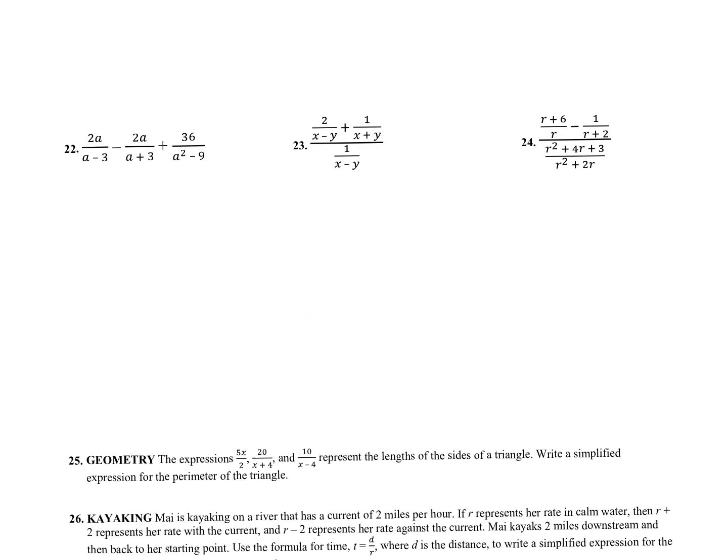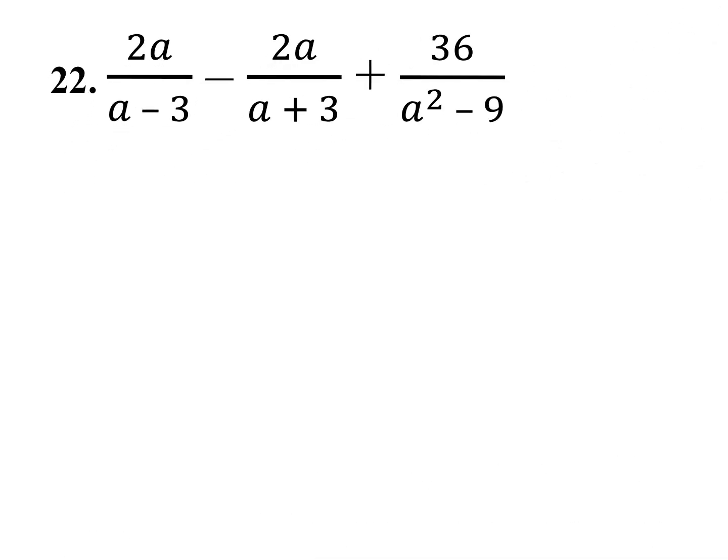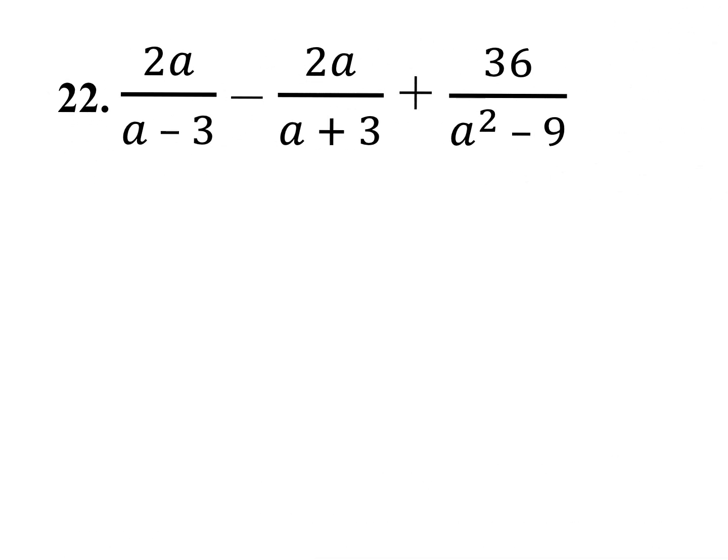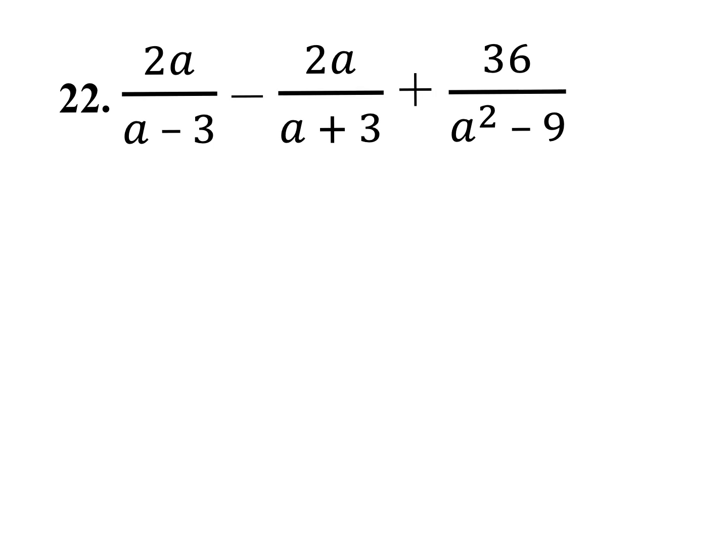So again, we're on the backside of worksheet 8.2 WSP, and I want to focus in on 22, 23, and 24. Let's start with 22. And of course, we are adding and subtracting fractions. And in order to do that, you need a common denominator. So what we do to find that LCD is first factor anything possible.